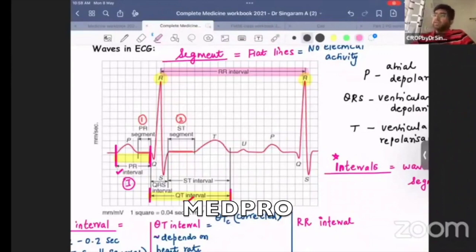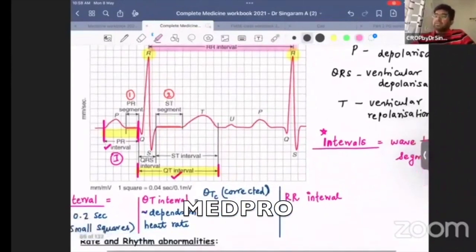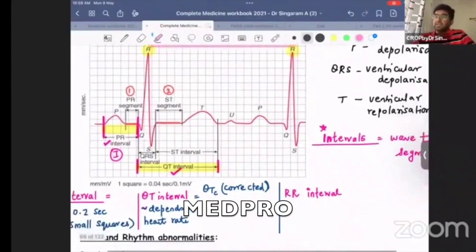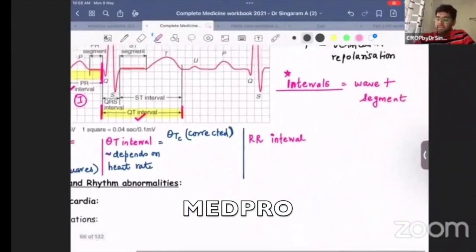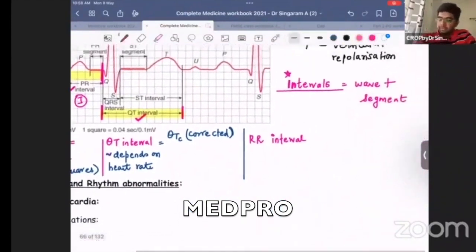Any idea how we calculate the heart rate based on this RR interval? Any idea? RR interval, I will write one thing. It is used to calculate the heart rate.